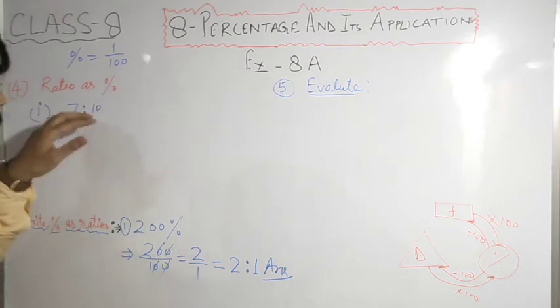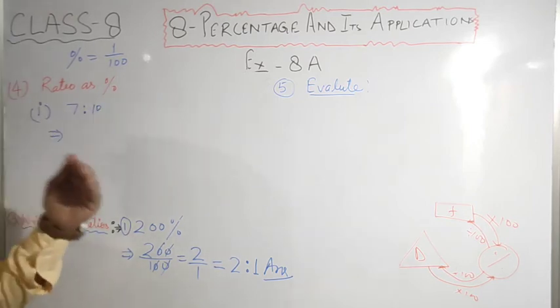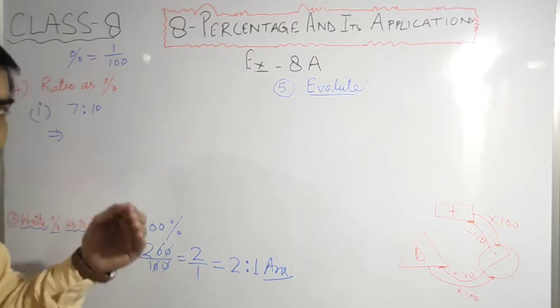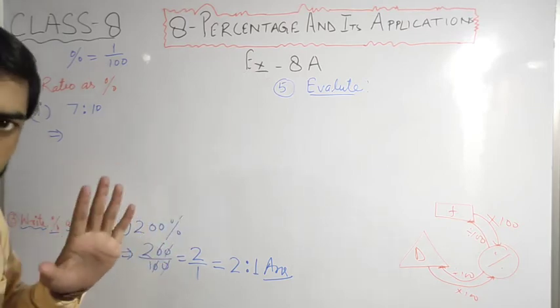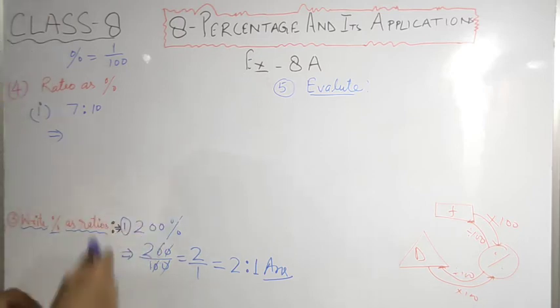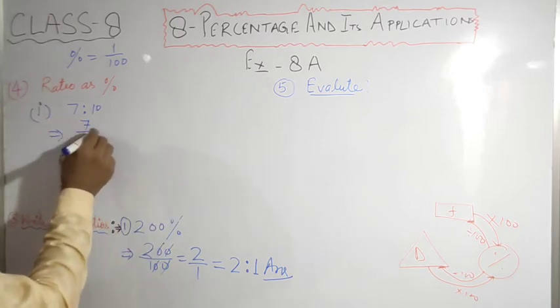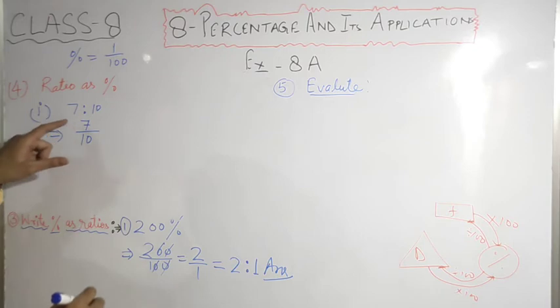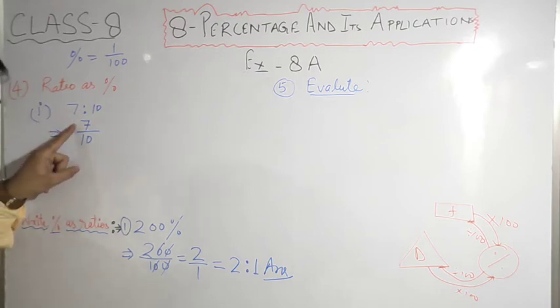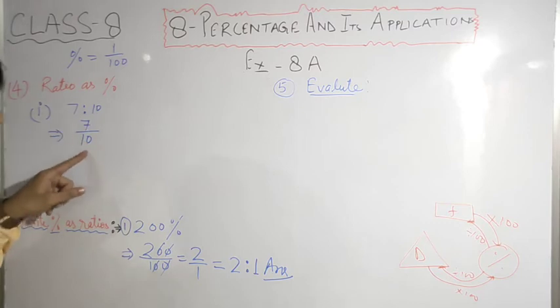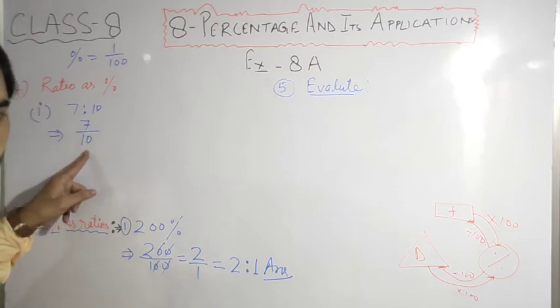7:10 means this is a ratio. So how can we write any ratio? Any ratio we can write in fraction form. Understood? We can write any ratio in fraction form. And what will be the fraction form of this ratio? 7/10. 7 is the first term, so 7 will be the numerator, and 10 is the second term, so that will be the denominator.